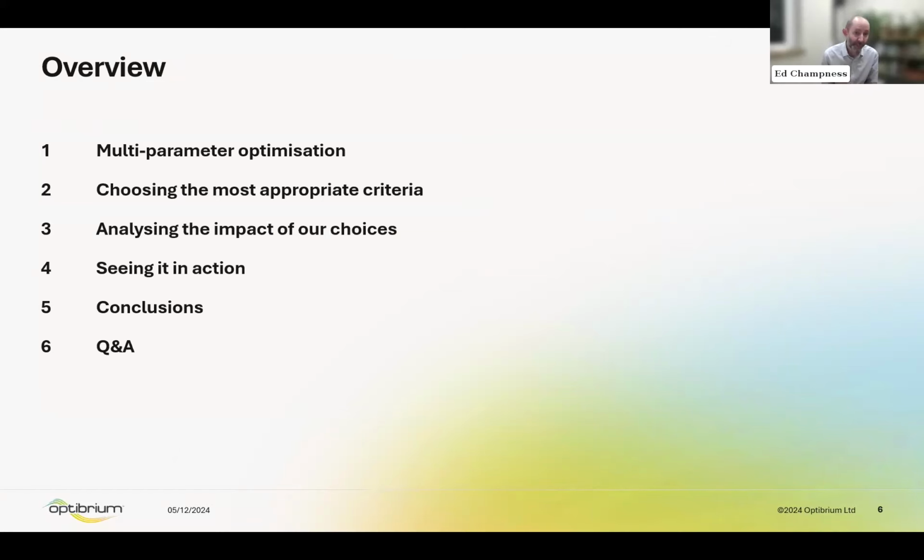I'm going to start off just saying a few words to set the scene around the particular approach to MPO that we use at Optibrium within Stardrop. But what I'm going to focus on today is more about how we choose the most appropriate criteria to put into our scoring profiles, and then how we can think about analysing the impact of the choices we've made as we've set up those scoring profiles to the decisions that we're going to make as a result.